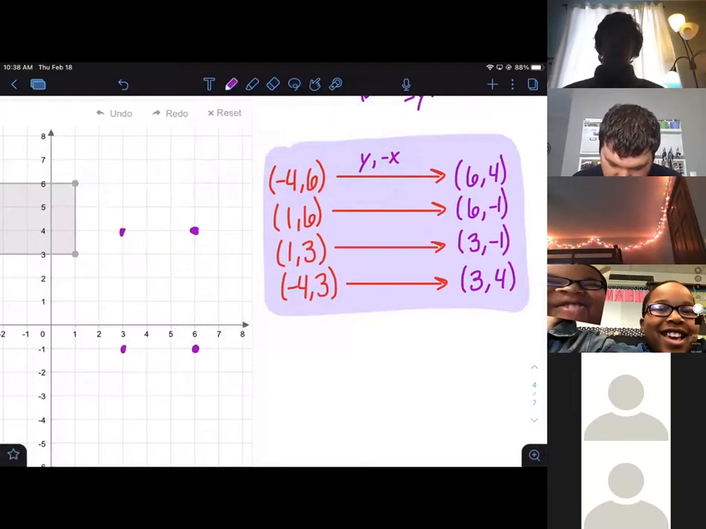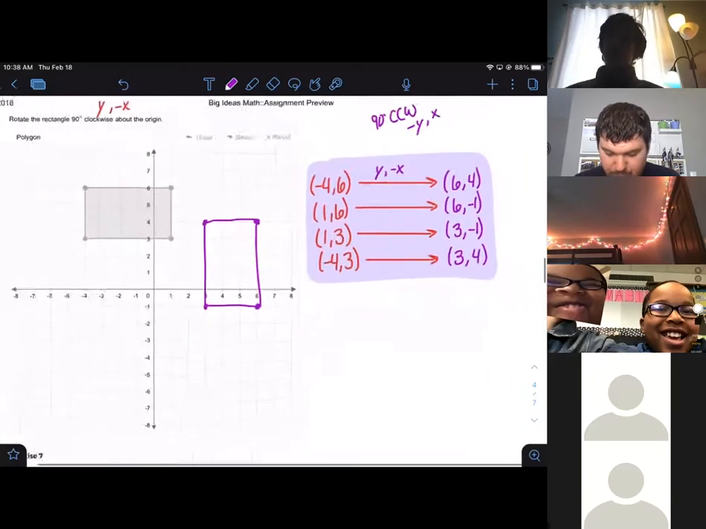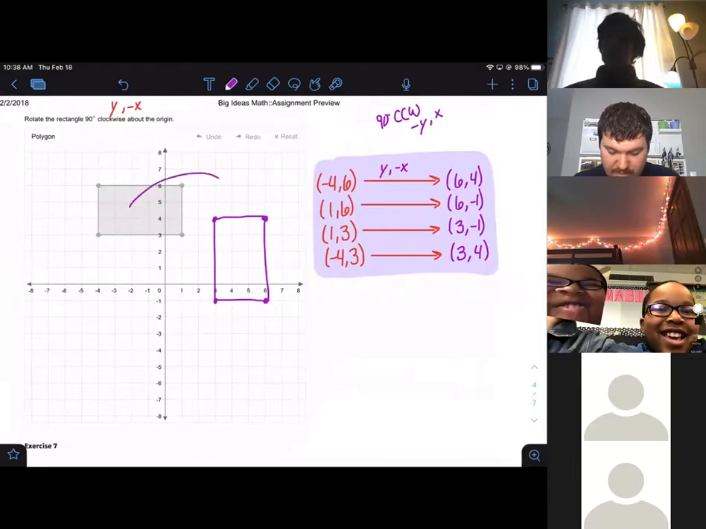And then 3, 4. There we go. Yep. It's been rotated 90 degrees clockwise.